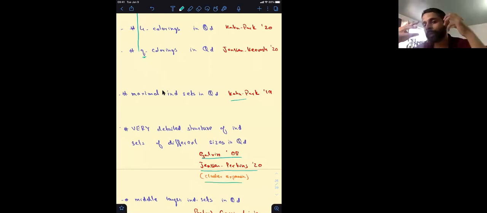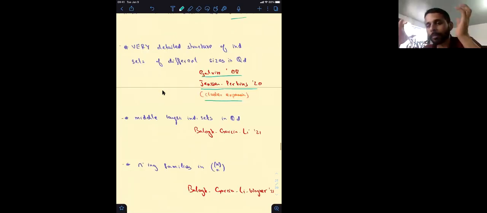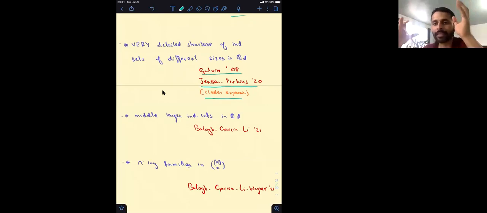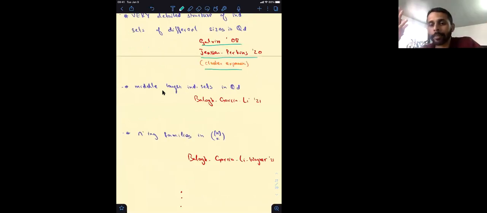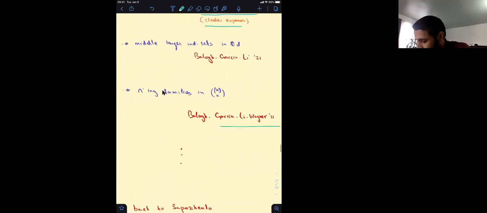It uses whatever calculations we did before, studies them extremely carefully, and pulls out a lot more information about these independent sets. Not only that, it also helps you compute the number of middle layer independent sets, like independent sets in the middle two layers of the hypercube, and things that don't have anything to do with the hypercube at all, which is the number of uniform intersecting families of n choose k. This is very recent, by Balog, Garcia, Lee, and Wagner, and actually many more.